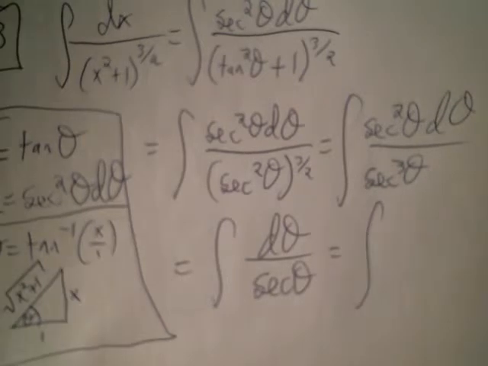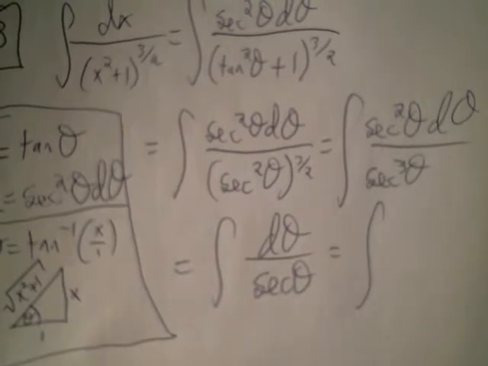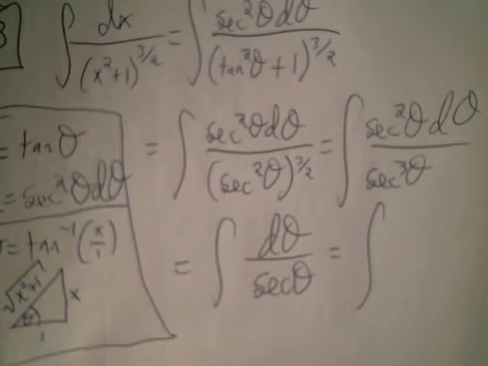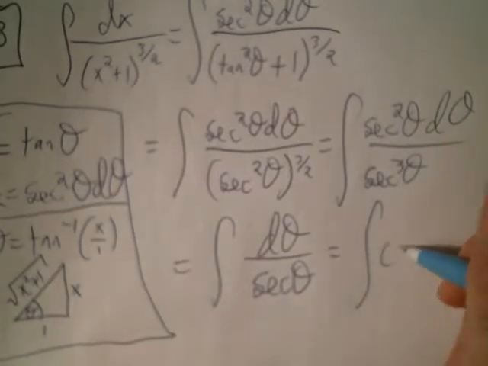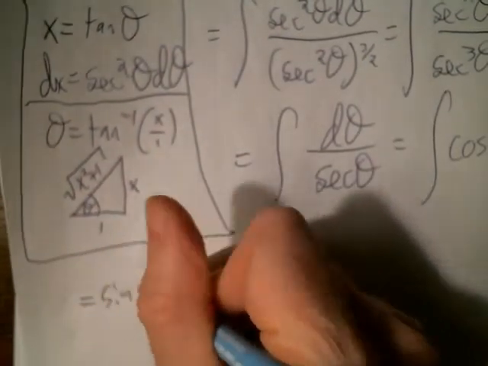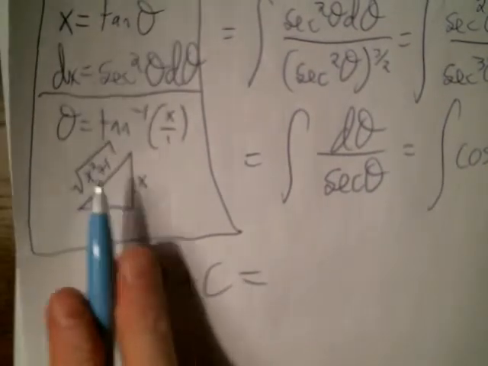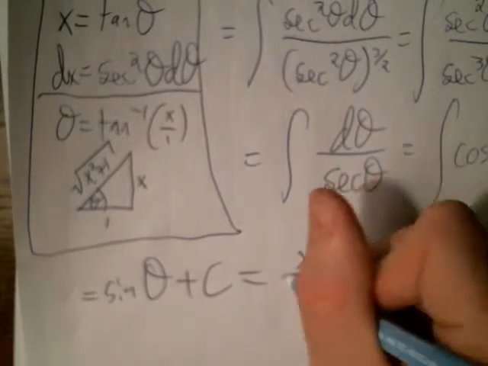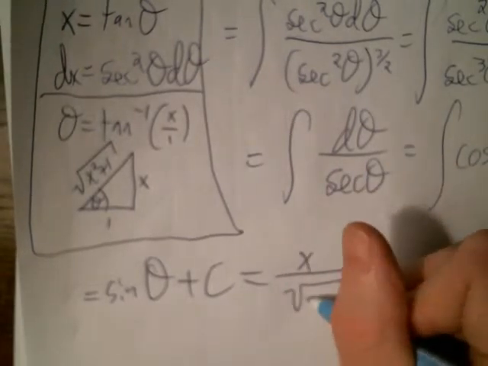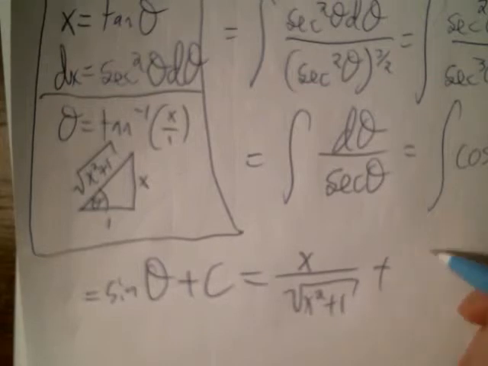1 over secant theta, if you're not sure, convert things to sines and cosines because we're more familiar with that. 1 over secant is cosine theta, and then I know how to integrate that. Integral of cosine is just sine. And then use the triangle to get back home. So the sine of this angle is opposite over hypotenuse. So we just end up with x all over square root of x squared plus 1, and then plus c. There's our answer.